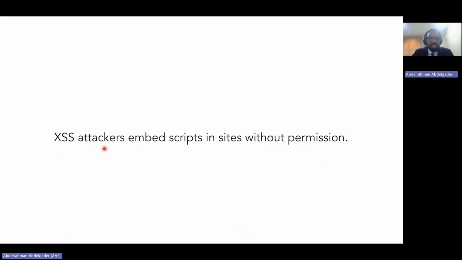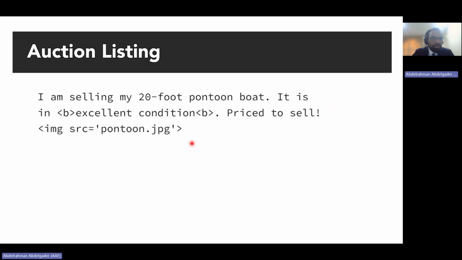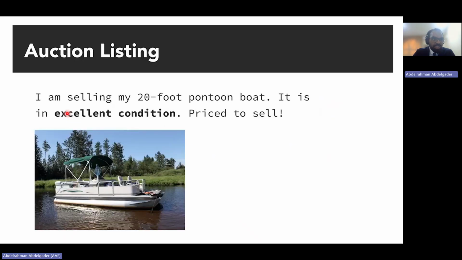So cross-site scripting attackers embed scripts in sites without permission. Let's have an example for that. Assume that you have a website for auctions, so you are allowing the users of that website to write their own advertisements. This is an example of an advertisement for someone who is trying to sell a boat. Obviously, in that advertisement, we have a couple of tags that make the advertisement a bit interesting. We have a picture, we have something bolded, and everything looks legit so far.